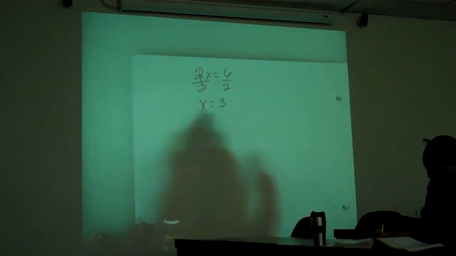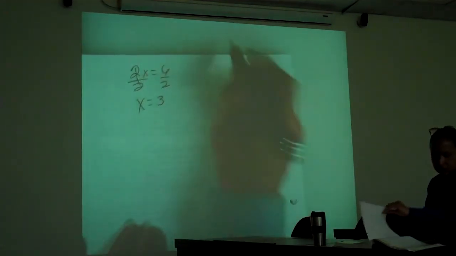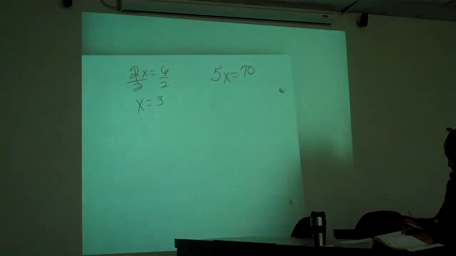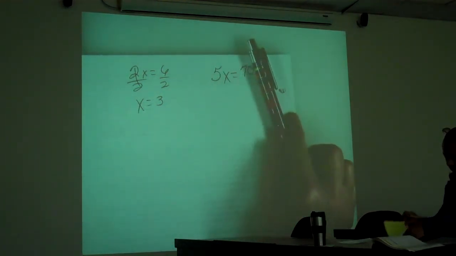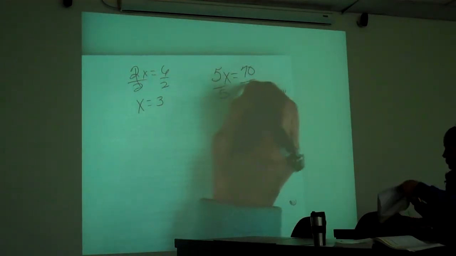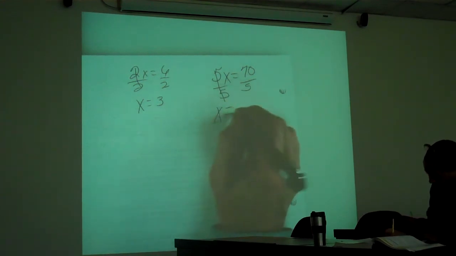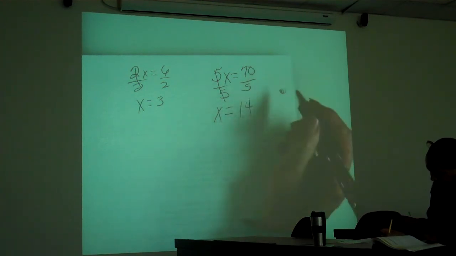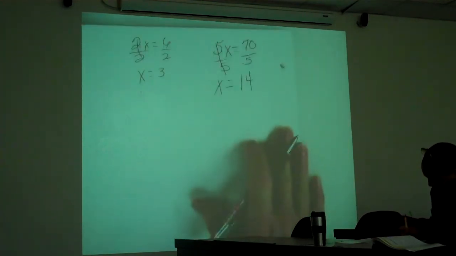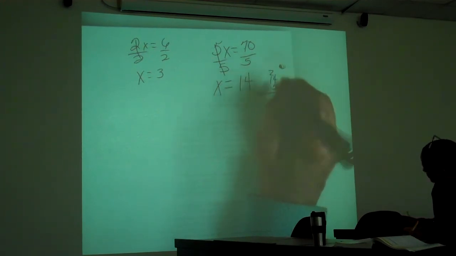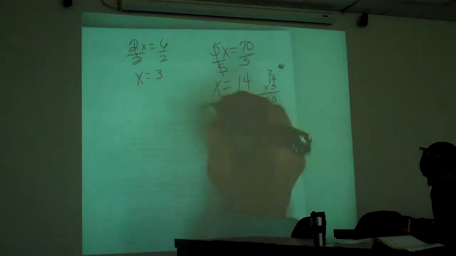Okay? One's like this. Say you had 5x equals 70. What are you going to do with that? Divide by 5. Right. X equals, 5 goes 1 time, that leaves 20, is 4. Okay? So 5 times 14. 5 times 4 is 20, 5, 6, 7. 14 times 5 is 70.